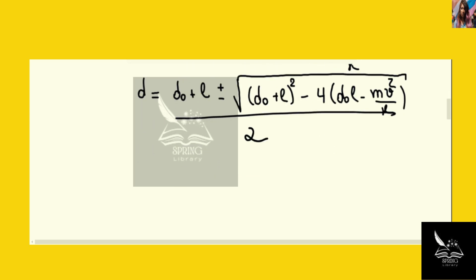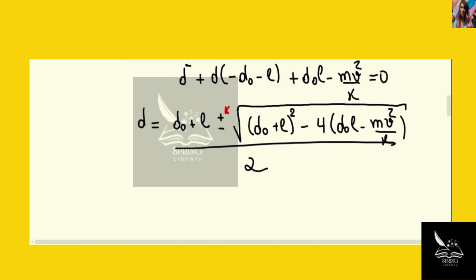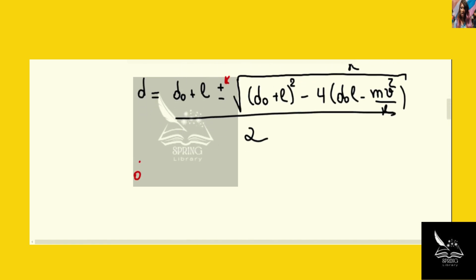Okay, so notice that if we choose the plus sign, the plus solution, then d is going to be greater than d0, and in fact it's going to be greater than L, and of course we don't want that, because the length of the stretched spring cannot be greater than the length L here in the figure. So let's use the minus solution.